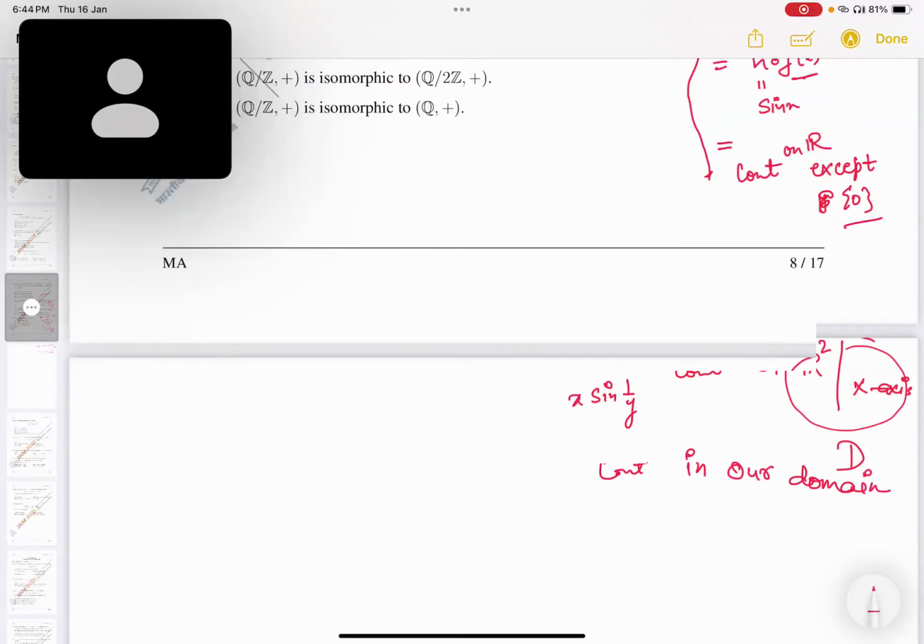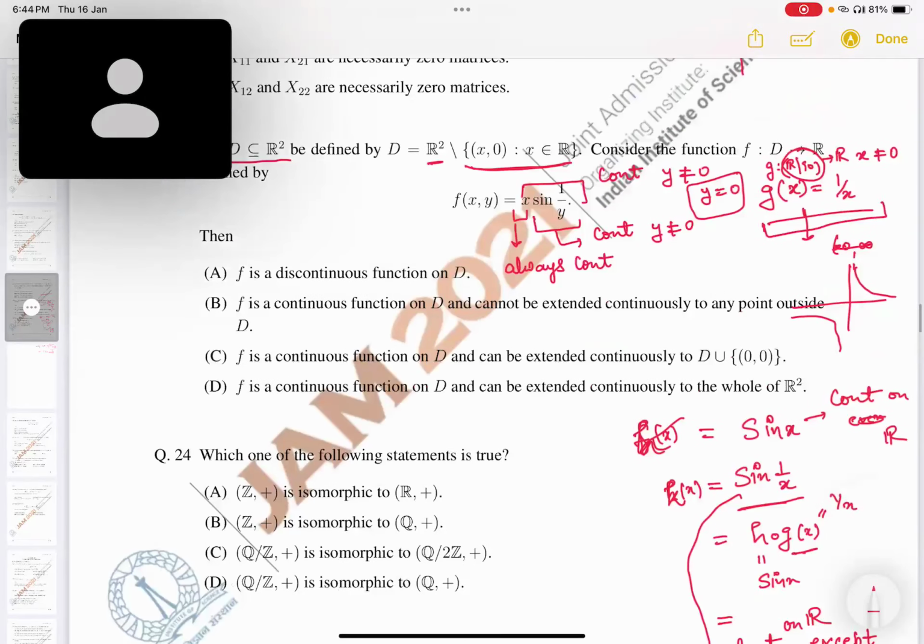So let's see the first option. The first option is saying f is a discontinuous function on D. So that's not correct. We have just seen that f is continuous in our domain.